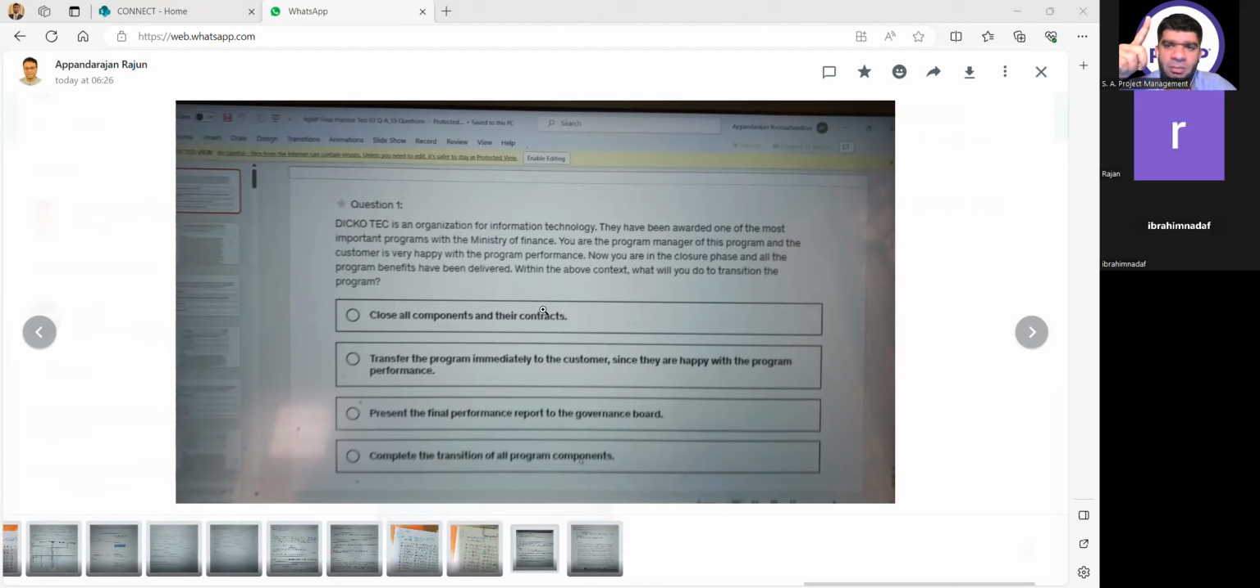3. Program definition, program delivery, program closure. Agreed? Yes. A lot of times in the question you said we are in the program transition phase. So what is your understanding of the program transition phase, whether you are in the delivery phase or the closure phase? Program transition.